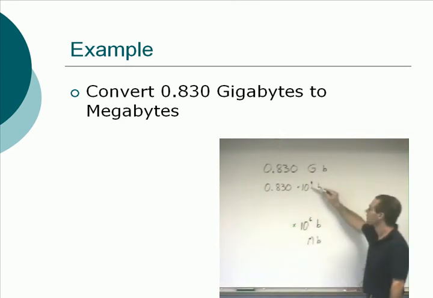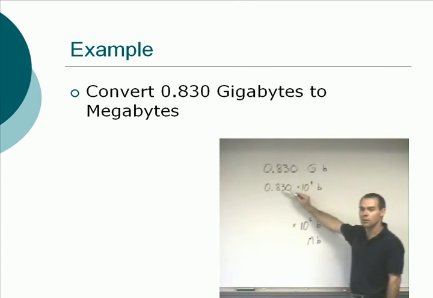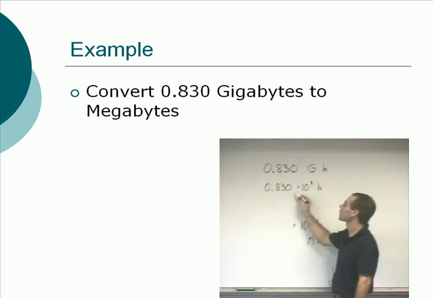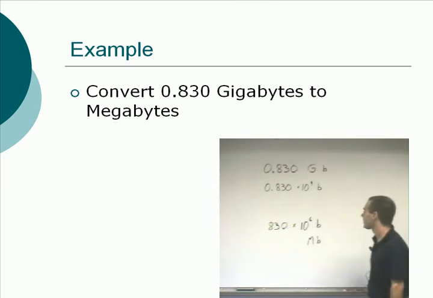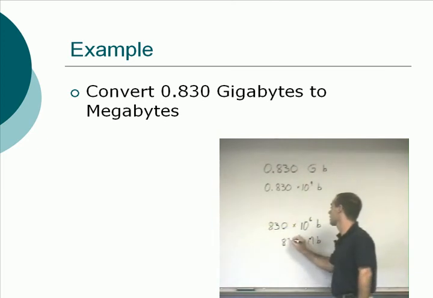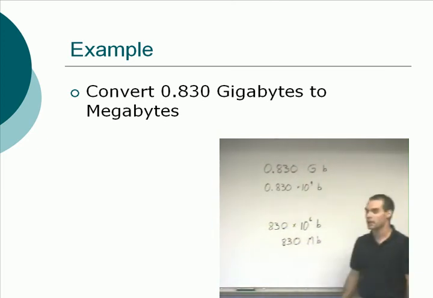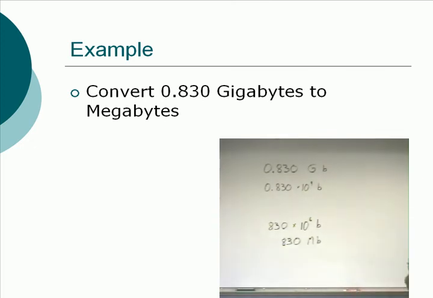So we want to get from 10 to the 9th to 10 to the 6th, which means this power of 10 is going down 3, which means our coefficient has to go larger by 3. So we're going to go 3 spaces to the right and call this 830 times 10 to the 6th bytes, which is the same as 830 megabytes.